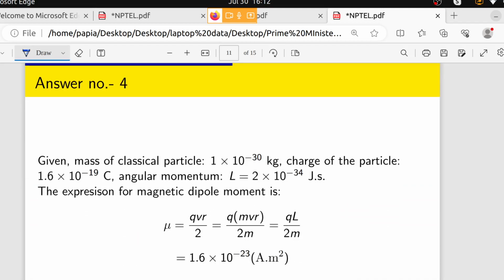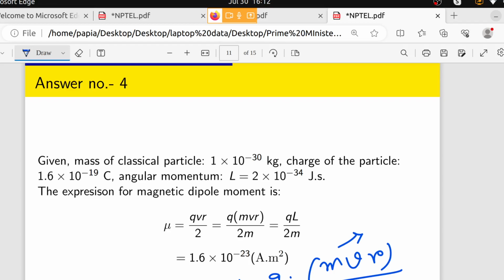Just a simple one: if there is a classical charged particle, then mu is half q v r. So q is already given. Now we have to calculate v and r, but they are not given directly. So what we will do: we multiply m here and then divide by m, which is dimensionally correct as well as mathematically correct. So half q is the charge, and m v r is nothing but L for the classical particle. So mu is half q L divided by m.